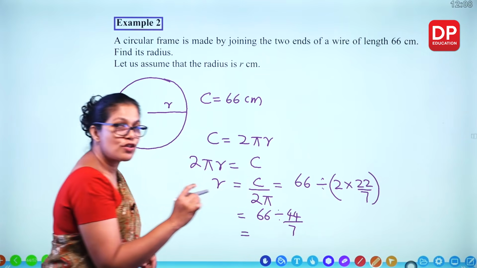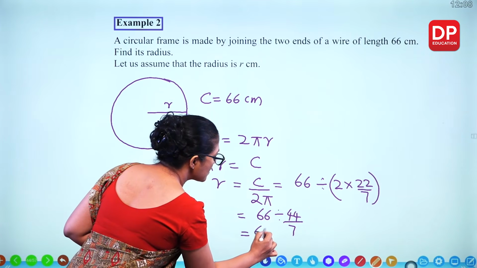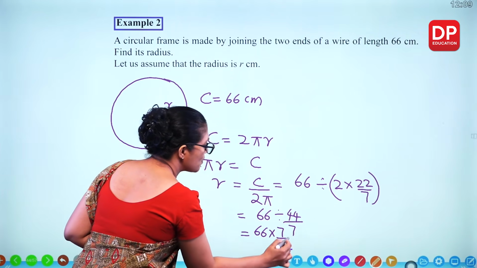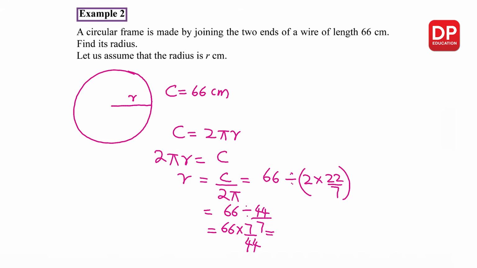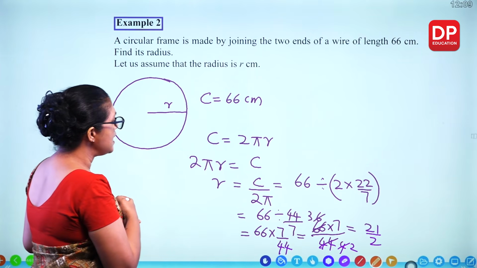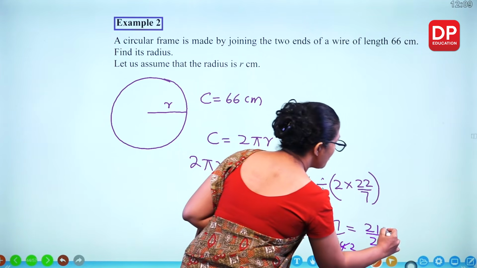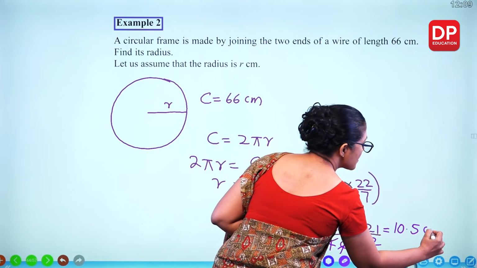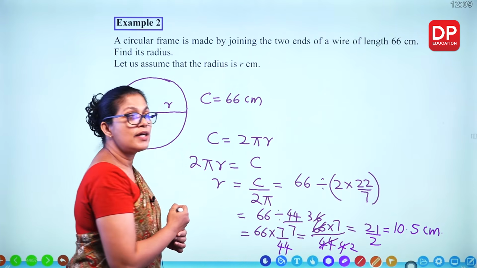Division you can convert to multiplication. So 66 multiplied by 7 over 44, that's the reciprocal of that. So you get 66 into 7 over 44. 11 times 4, 11 times 6. 2 times 2, 2 times 3. 21 over 2. So what's the radius? 21 over 2, or you can write 10.5 centimeters is the radius of the circle.